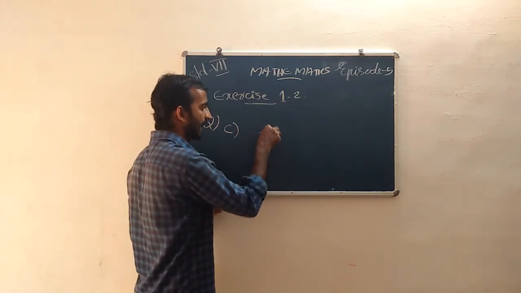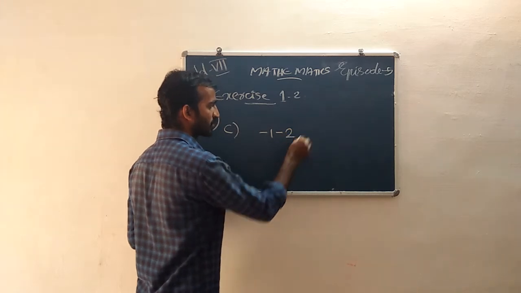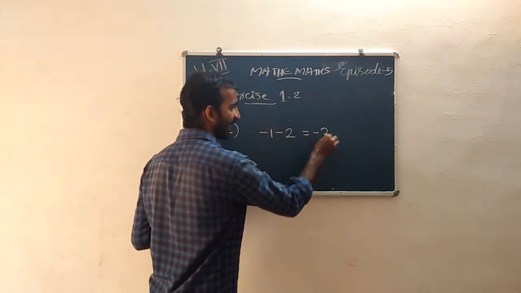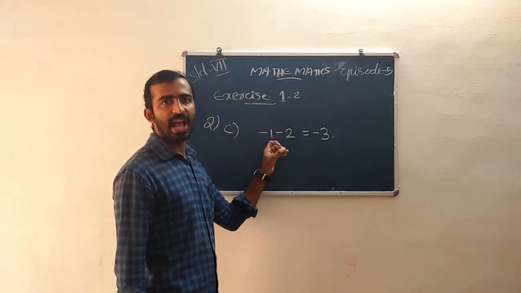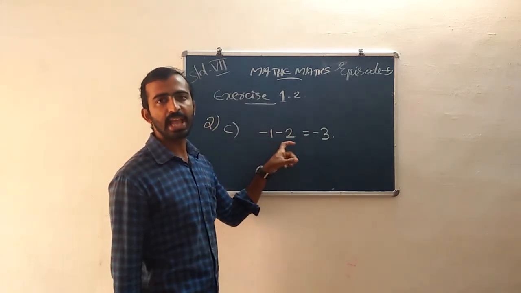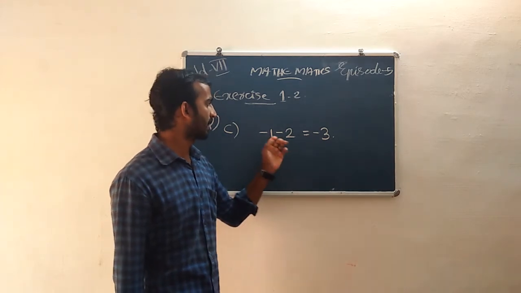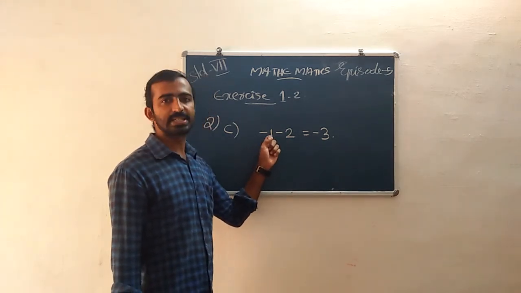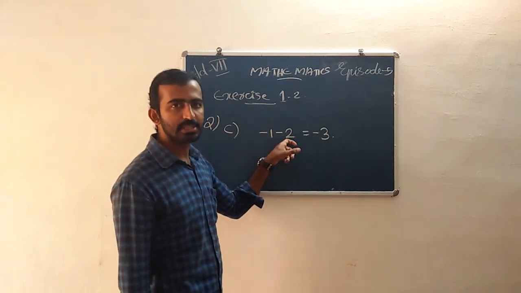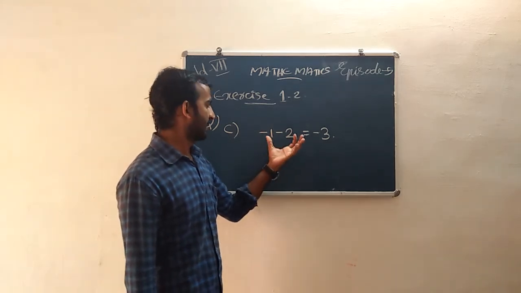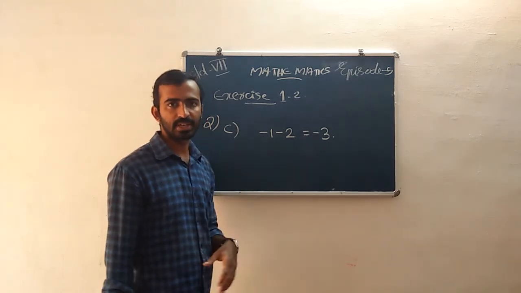When I take negative 1 minus 2, we get negative 3. When we take the difference of negative 1 and positive 2, we get the answer negative 3. Is it correct? Yes, it is correct, because here negative 1 is a negative integer and 2 is a positive integer. We take the difference, then we get the answer negative 3.